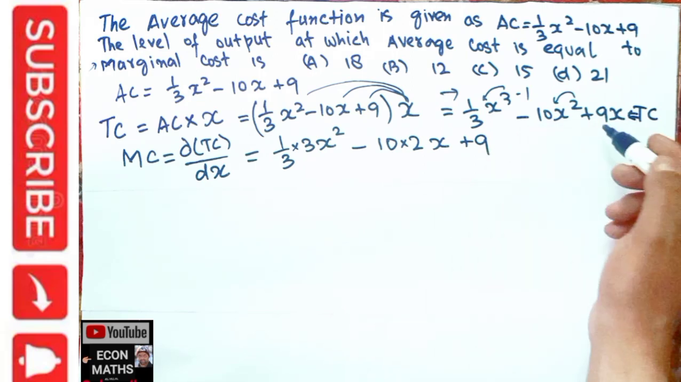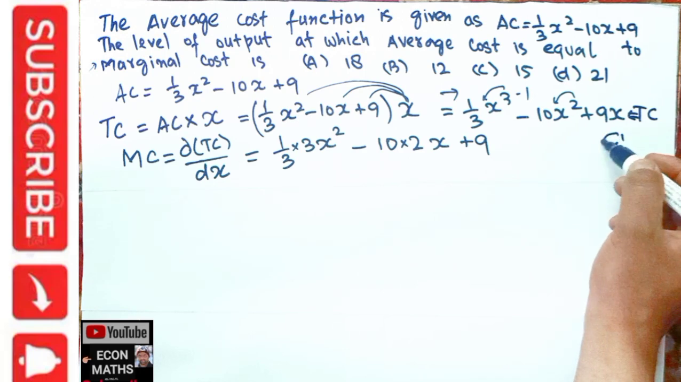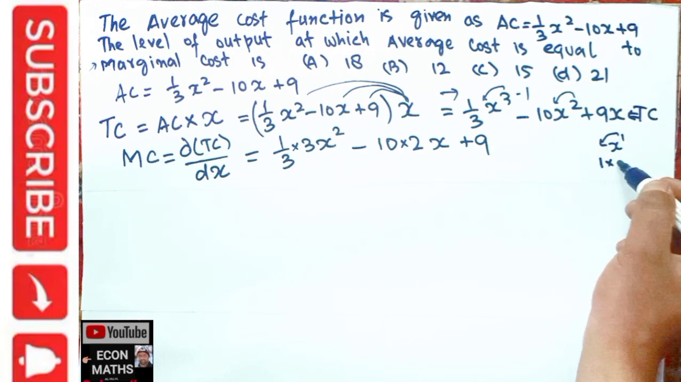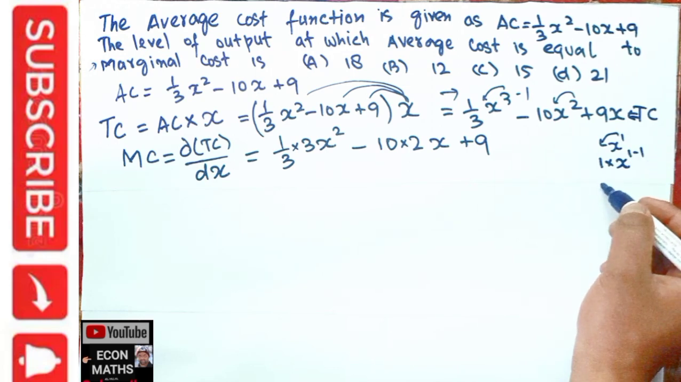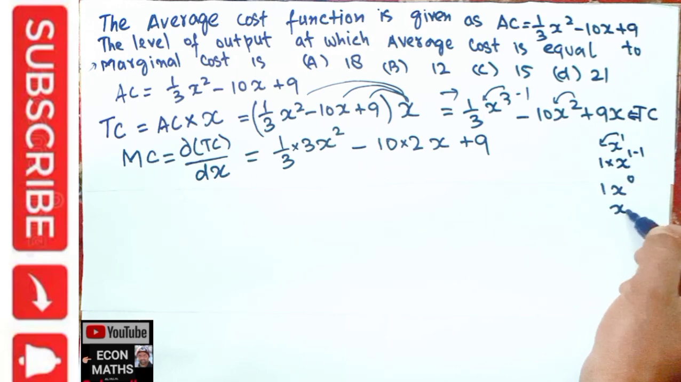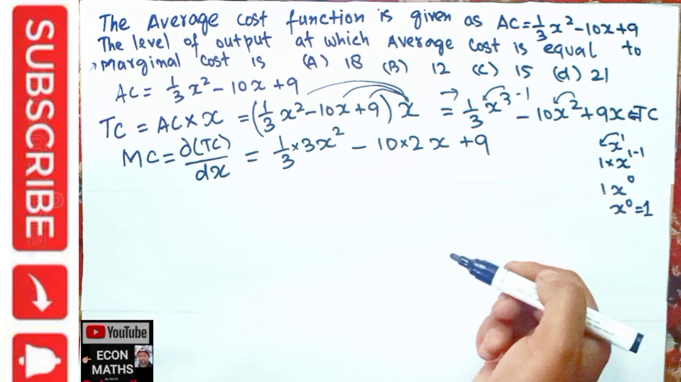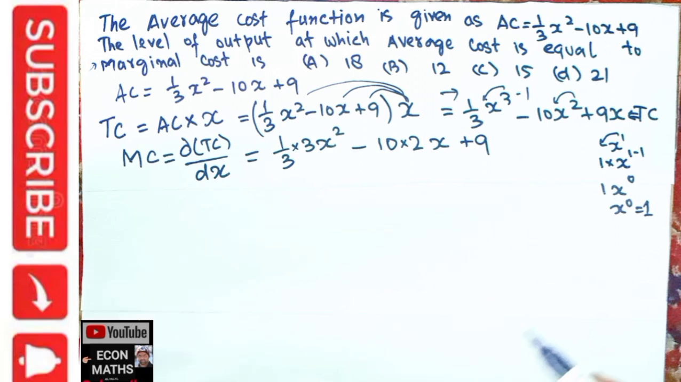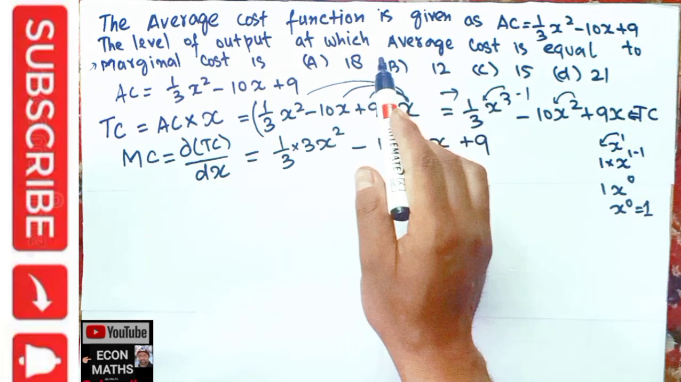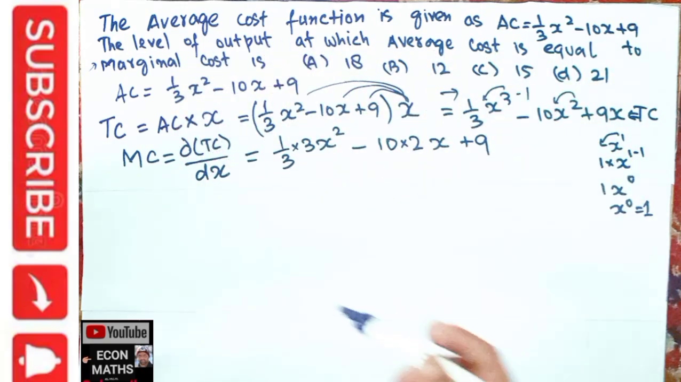How is it 1? Since it is x to the power 1, this 1 becomes the coefficient, so 1 into x, and this power is subtracted by 1, so x to the power 1 minus 1 is 0, and we know x to the power 0 is equal to 1. Anything raised to the power 0 is equal to 1. That is how we got here the derivative of x is 1. Now the question tells us the level of output at which average cost is equal to the marginal cost.